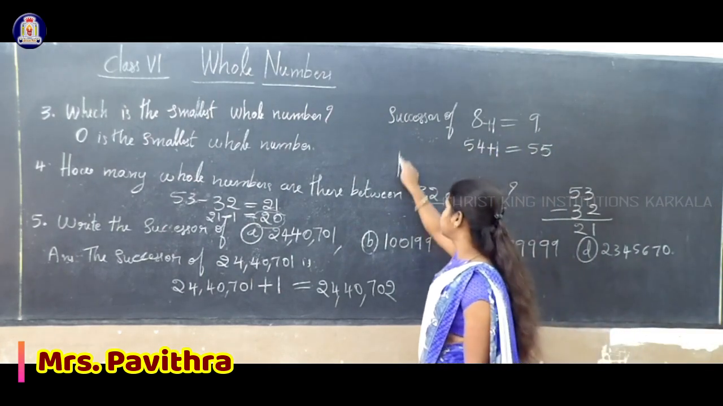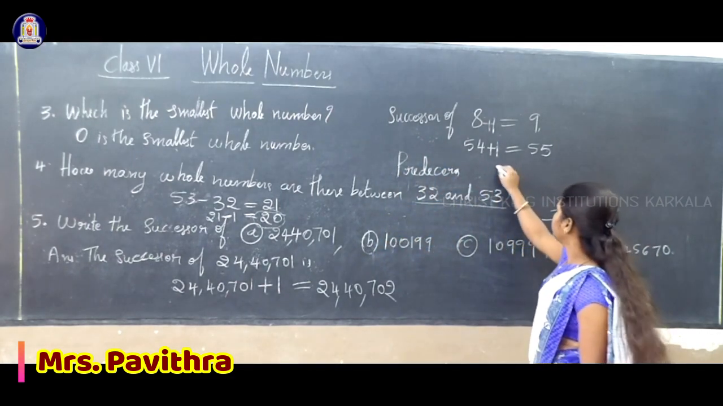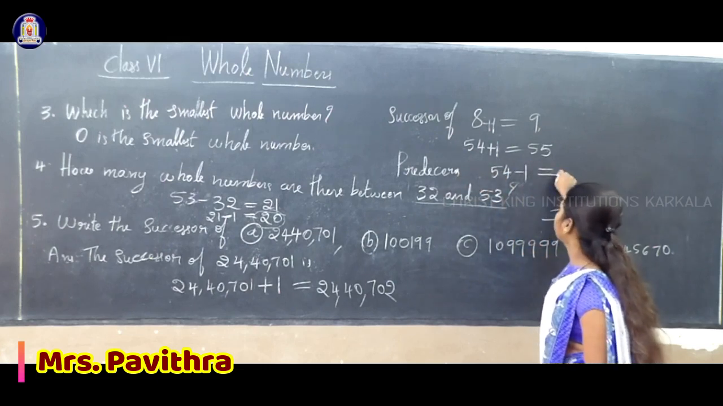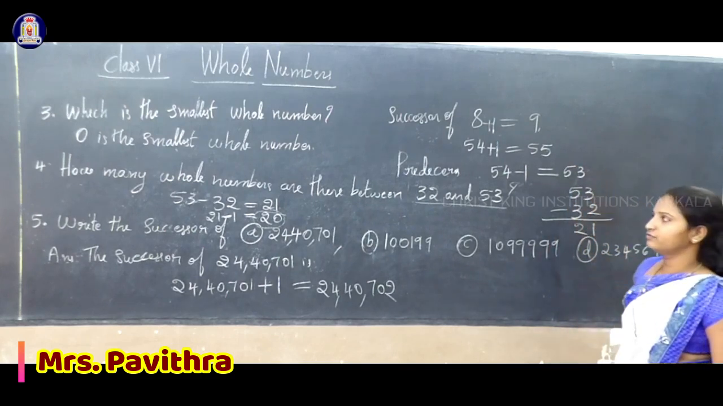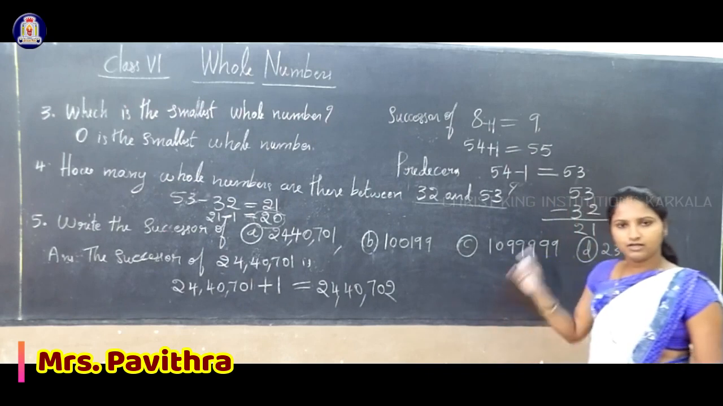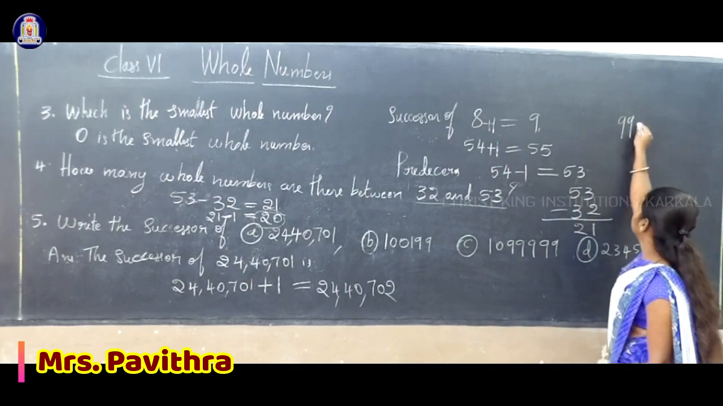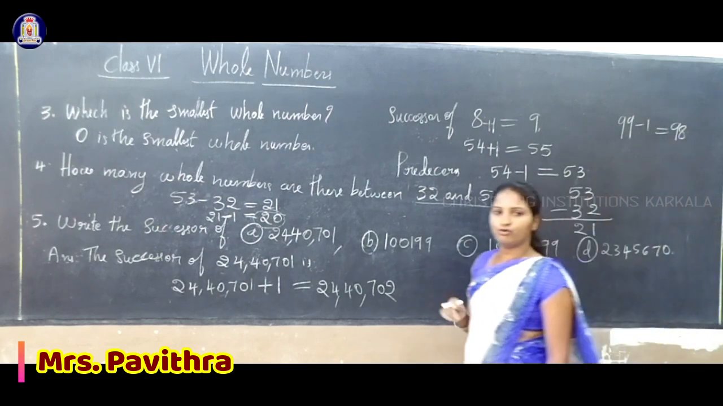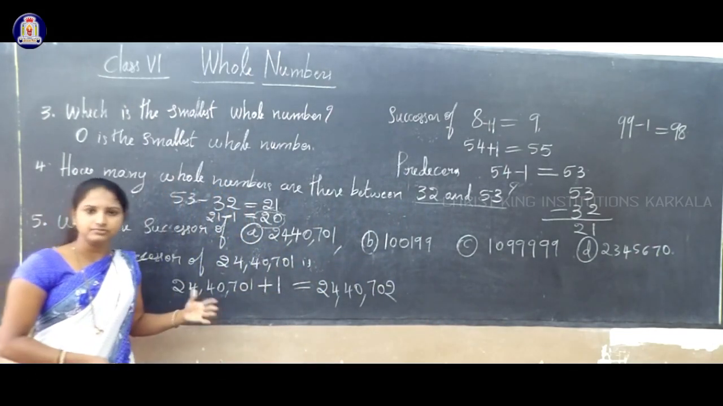If I ask predecessor, predecessor means previous, just before that number. That means the predecessor of 54 is 54 minus 1. So that is 53. Clear? What is the predecessor of 99? That is minus 1, so we get 98. Just before that number is the predecessor and just after that number is the successor.